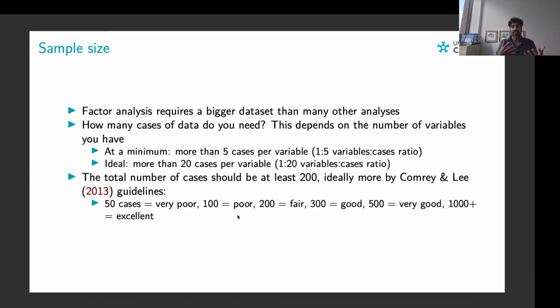If you have less data, just be sure to temper conclusions or be cautious of interpretations in the context of the data that you have, particularly if it's below these thresholds. That's something to keep in mind.